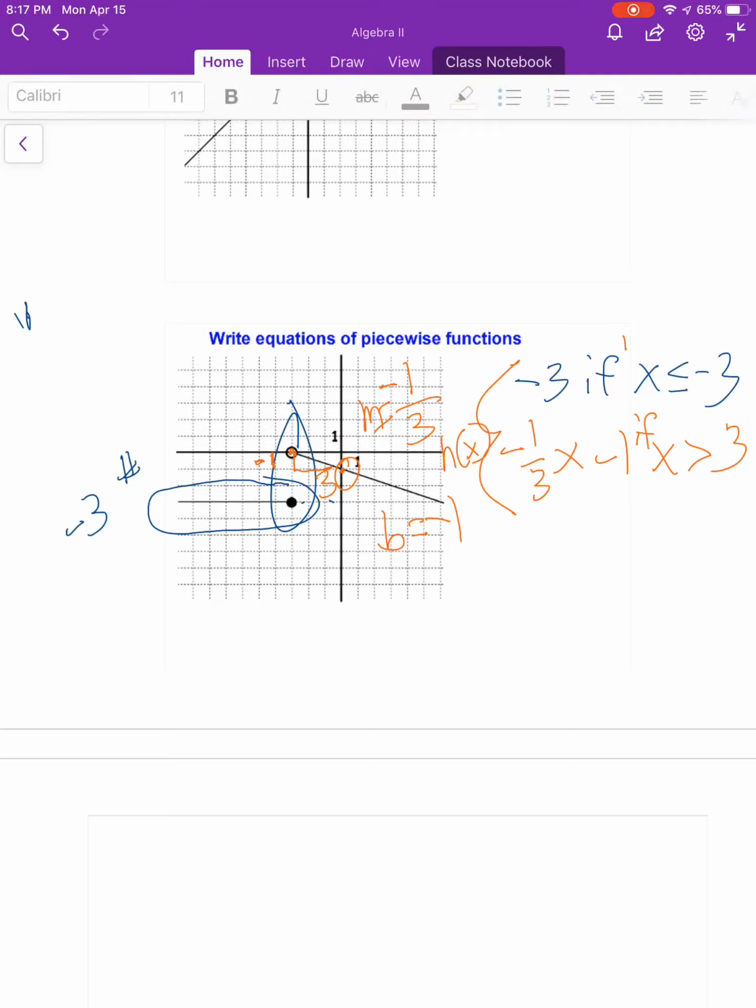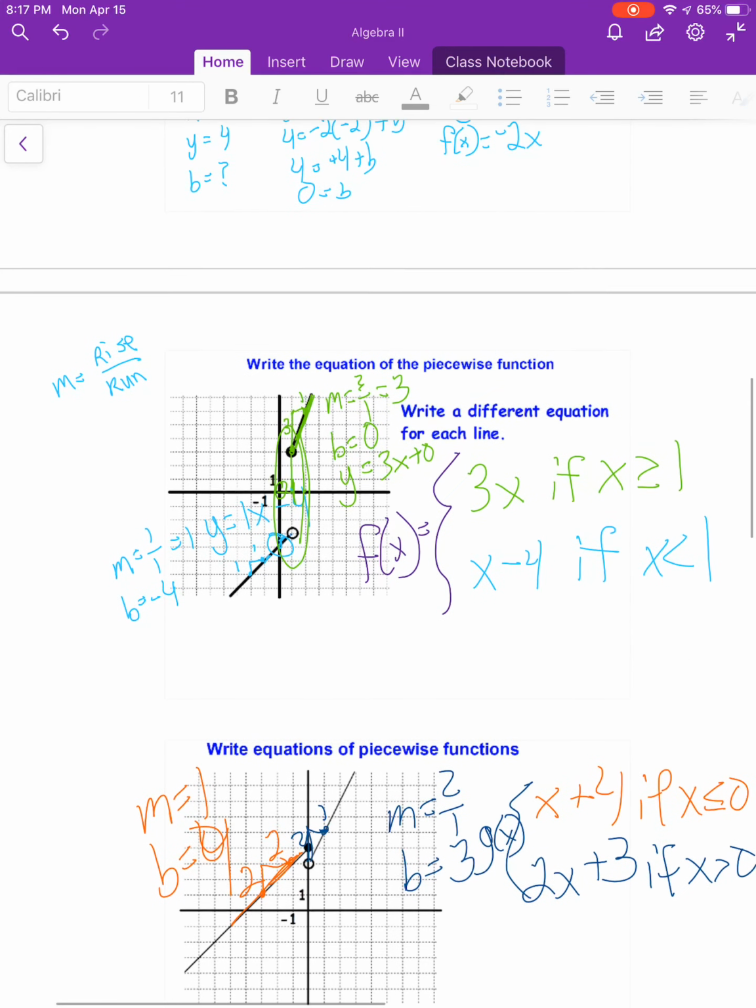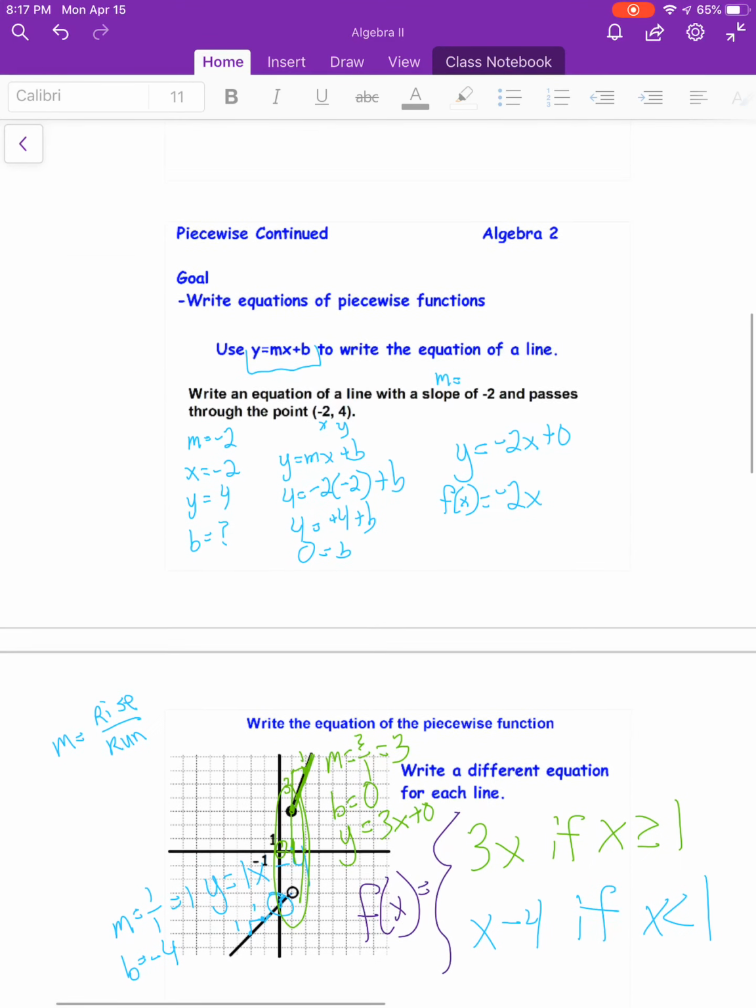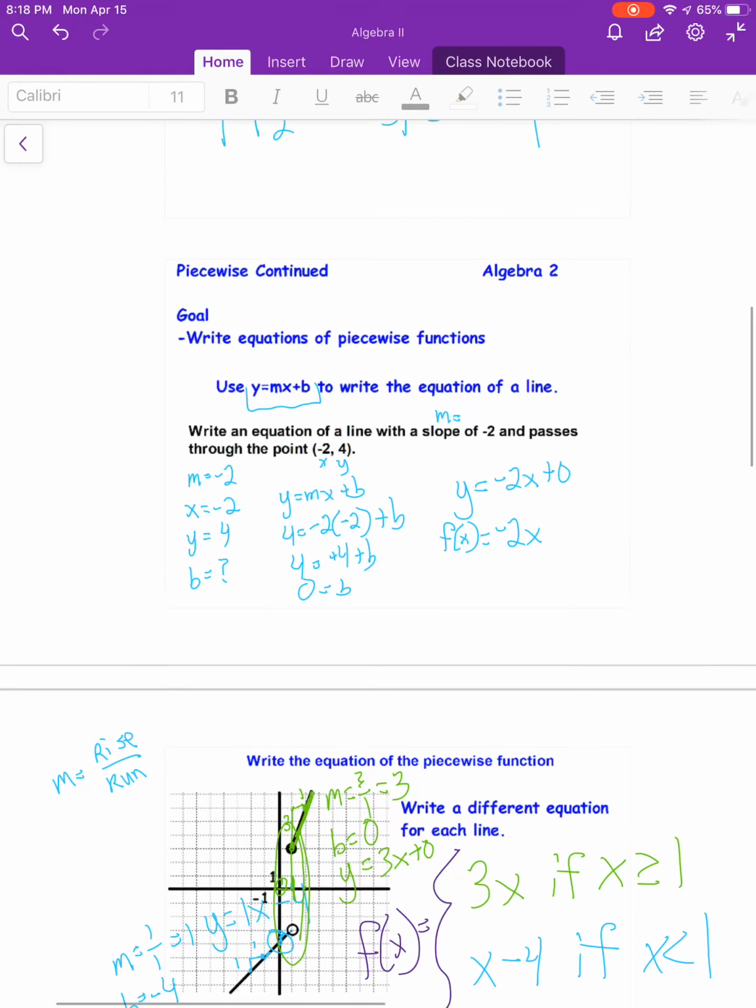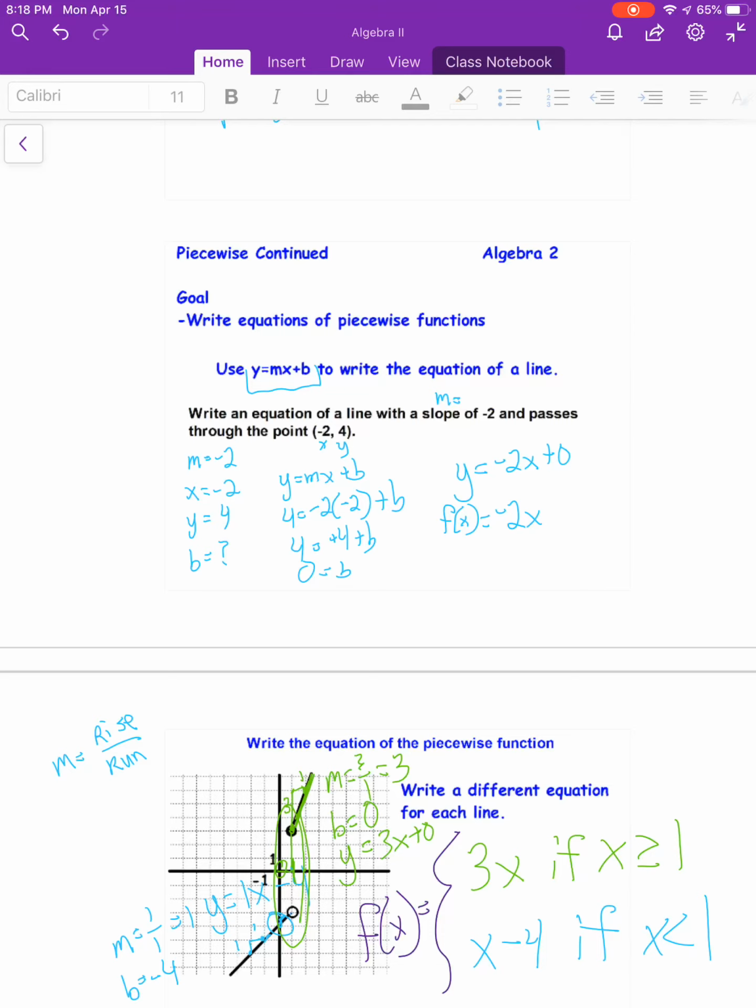Okay, so that's graphing the equations, or writing the equation of a piecewise function given the graph. You're really writing 2 equations in slope-intercept form. Really get that down, and then from there we can work on how you get the if part, or the interval of the domains.